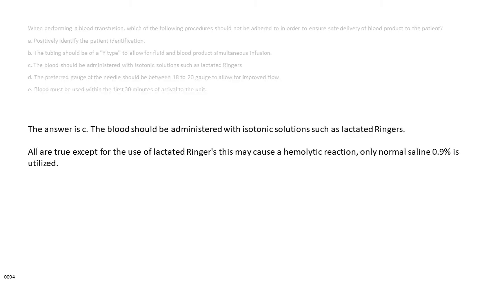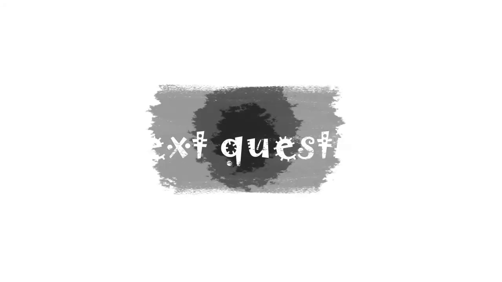The answer is C. The blood should be administered with isotonic solutions such as lactated Ringer's. All are true except for the use of lactated Ringer's. This may cause a hemolytic reaction. Only normal saline 0.9% is utilized.